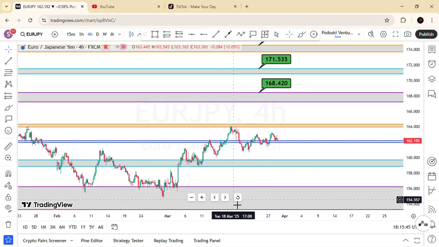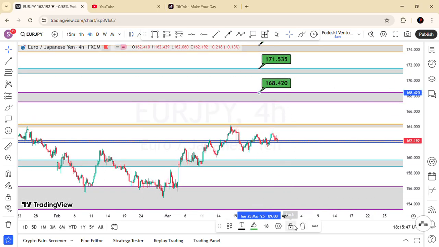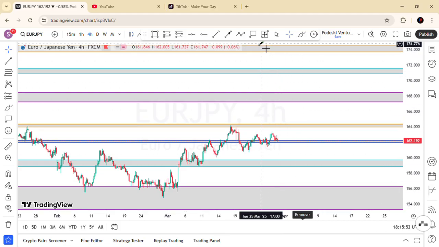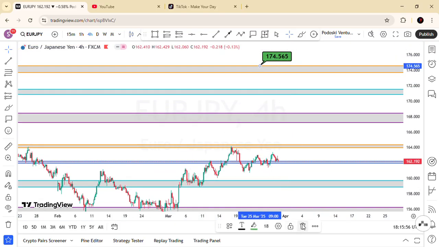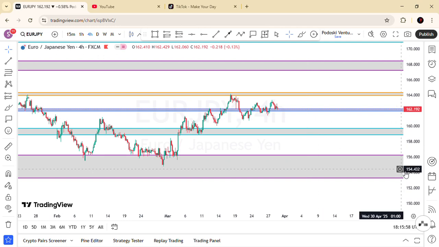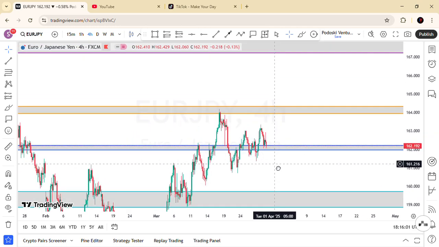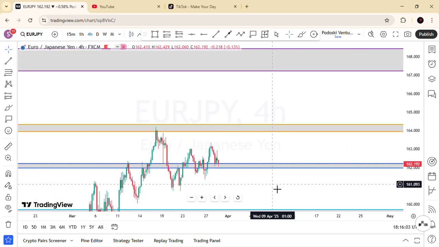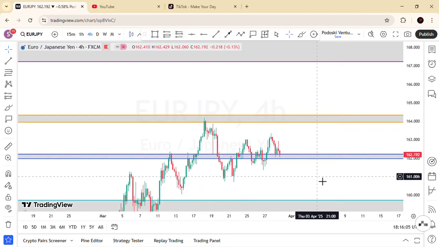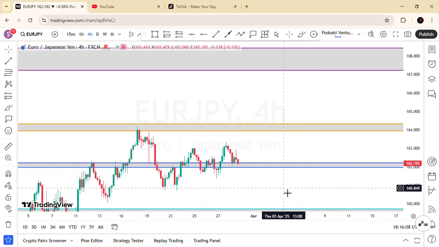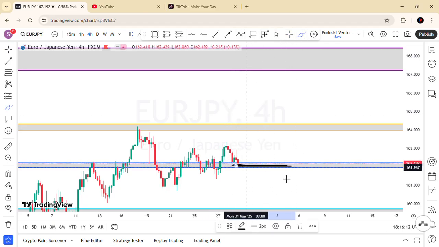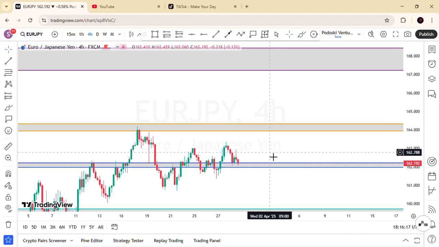On EURJPY, this was the analysis I did previously. We were looking for a very long buy, but price failed to give us, so we couldn't take the trade. But since you are seeing another opportunity, let's try and capitalize on it. Here on the 4 hour time frame, I have my 4 hour midway zone. And on the 4 hour time frame, I can see price at a demand zone.